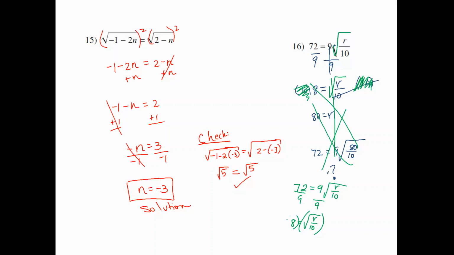Now I need to square both sides. Okay. And now I get 64 equals r over 10. Now I multiply both sides by 10. And I get that r equals 640. And we did this one in class. The check works out, okay?